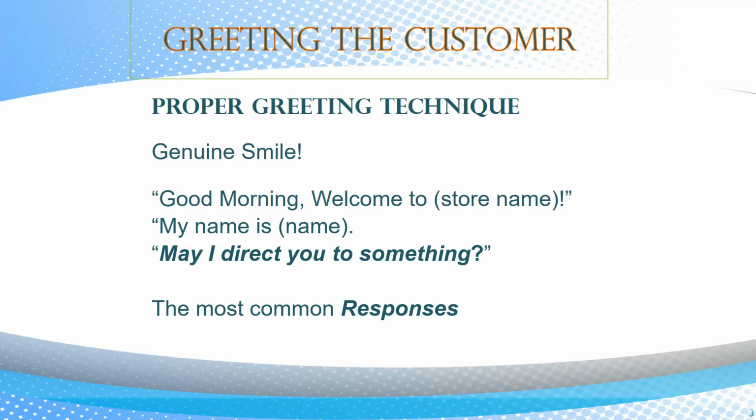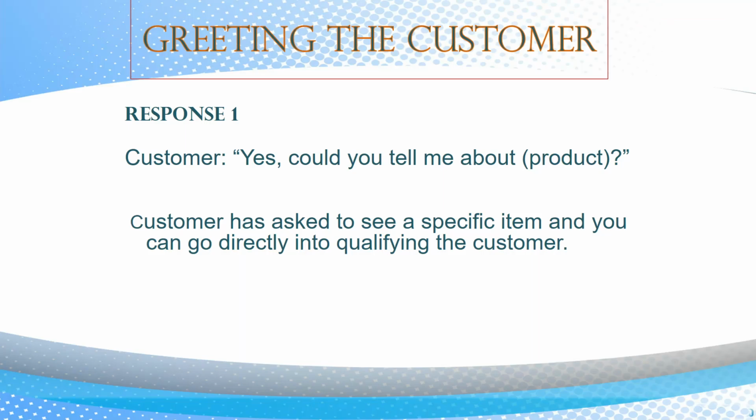So here are the 4 responses. There are 4 most common responses that you'll get to the line I gave you, may I direct you to something. Response number 1: the customer says, well, yes, could you tell me about your products? Here we have a customer that is willing to engage right away. The customer has asked to see a specific item, and you can go directly into qualifying at this stage. You can approach them and bring them to the product, but you can also start qualifying and asking questions.